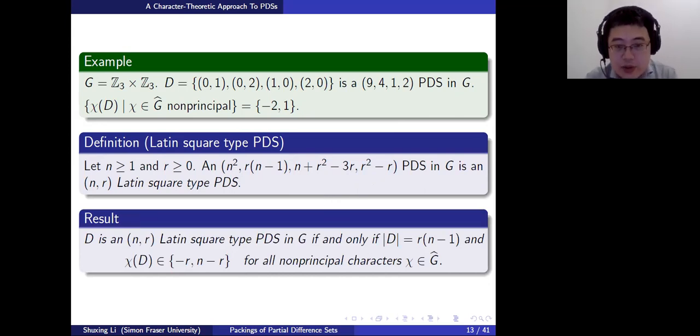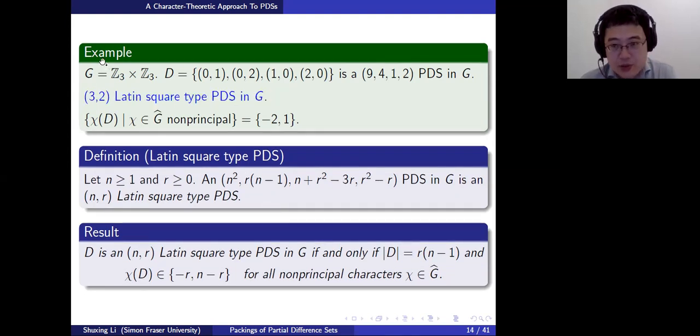Looking at Latin square type PDS from the character angle, we have the following very elegant, necessary and sufficient condition. D is an (n, r) Latin square PDS if and only if D has the right size, and if we apply non-principal characters to D, we see exactly 2 integer values. That's the very elegant characterization of Latin square type PDS. In fact, if you look back to our example, this is exactly a (3, 2) Latin square type PDS.